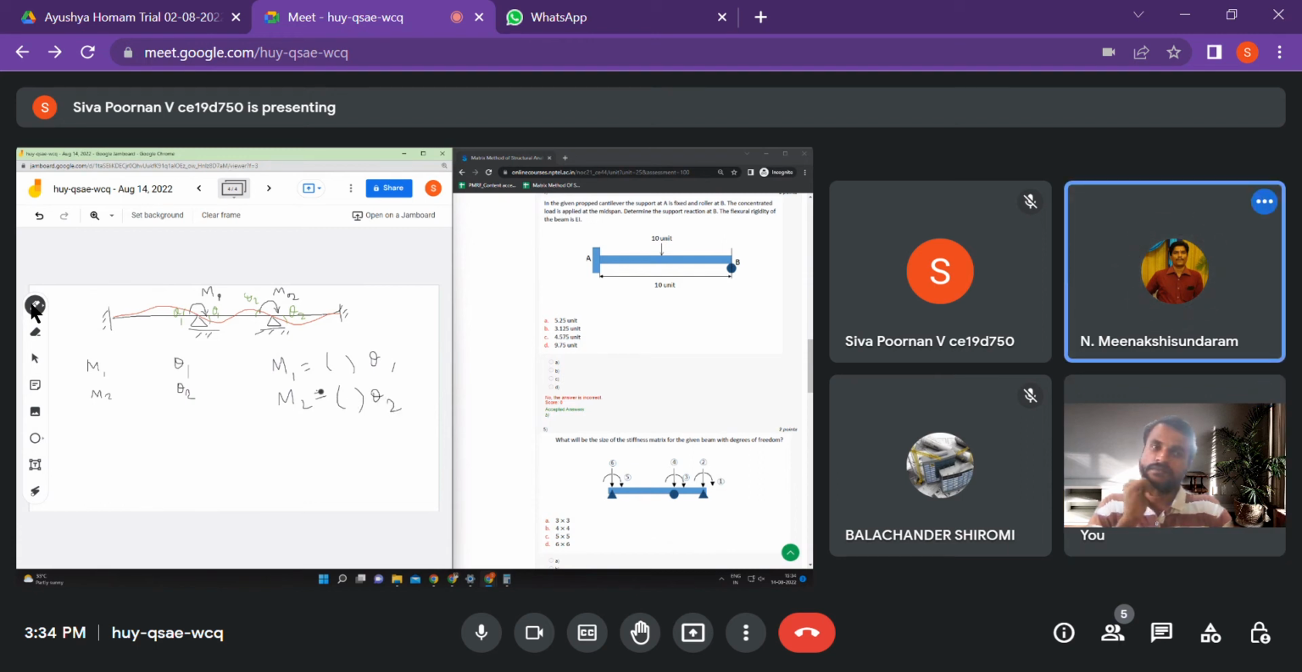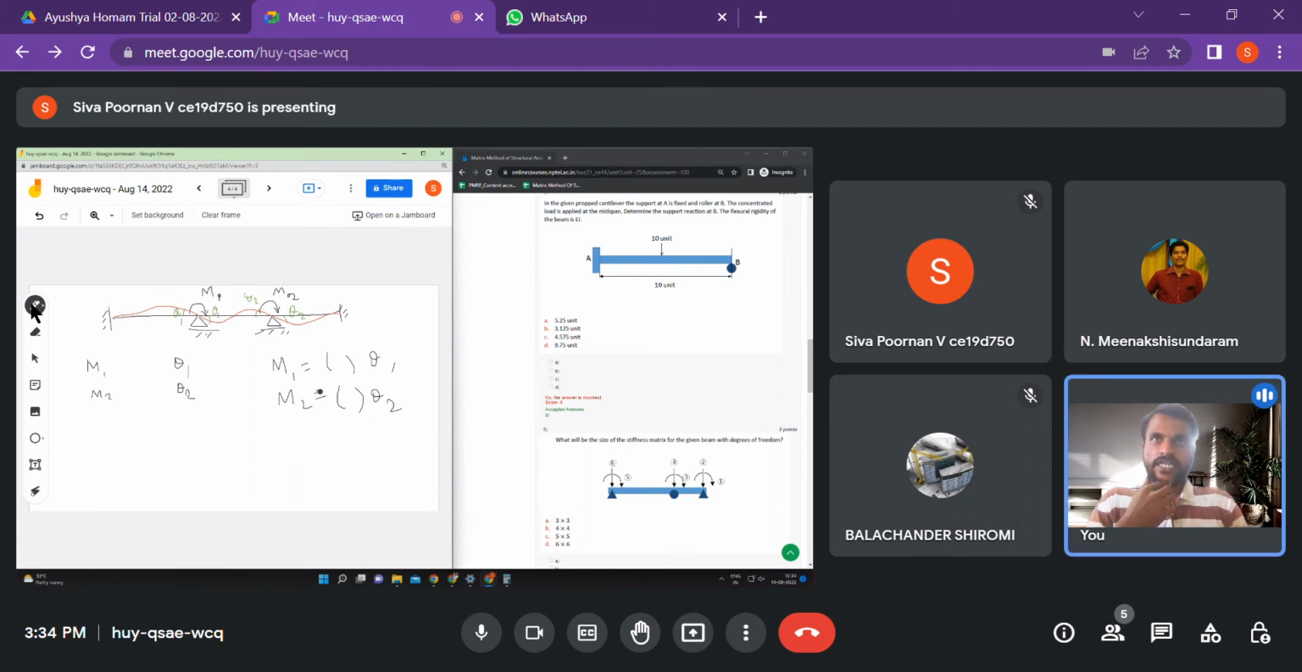Yes. I doubt it, because what this would mean is that if I give only moment m1, there will be only theta 1, and theta 2 will be 0. And if I have only moment m2, then theta 2 will be there and theta 1 will be 0 if m1 was 0. That is not actually true, right?